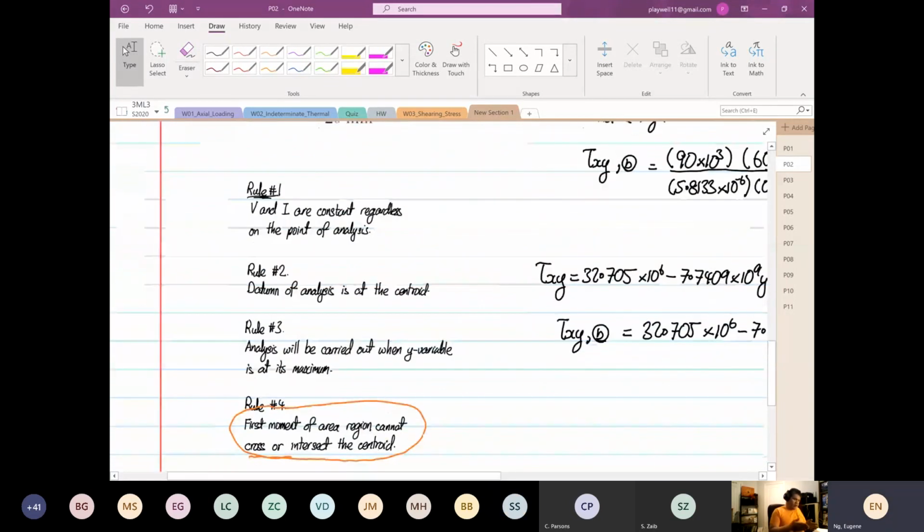I hope you all will embrace these 4 rules. You will look at these 4 rules. You can handle any questions now regarding shearing stress, and I'm going to prove that to you. Before I go on, we're going to start a new section.